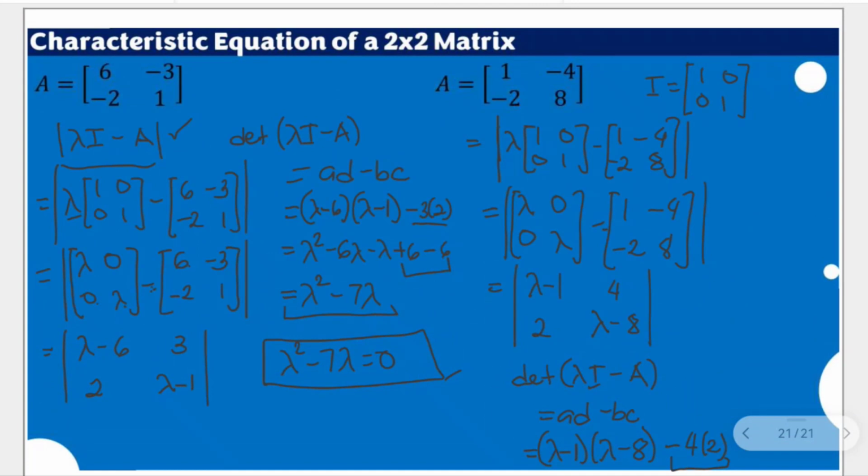Again, your identity depends on the type of square matrix. This is a 2 by 2 matrix, so your identity is also a 2 by 2 matrix. And of course, use the correct process and operation. Then, the concept of determinant: we use the determinant to come up with our characteristic polynomial, and equating our characteristic polynomial to 0, you will have your characteristic equation.